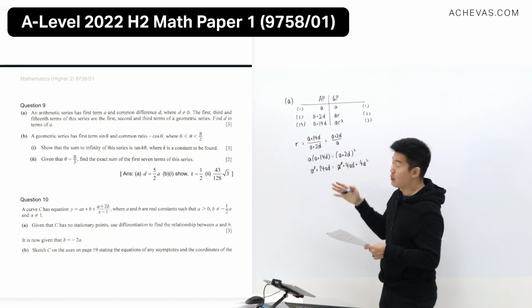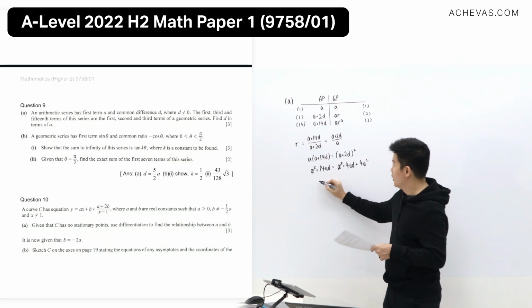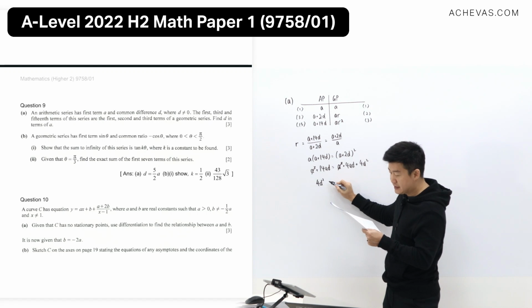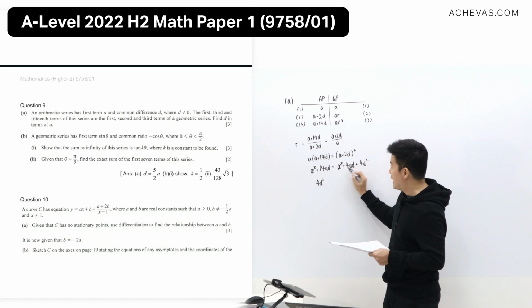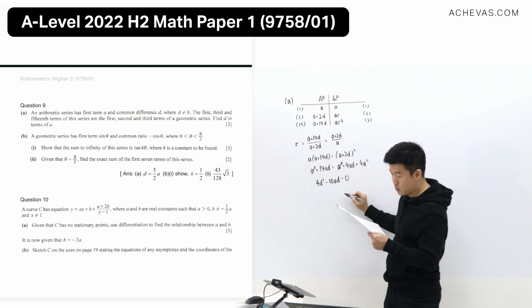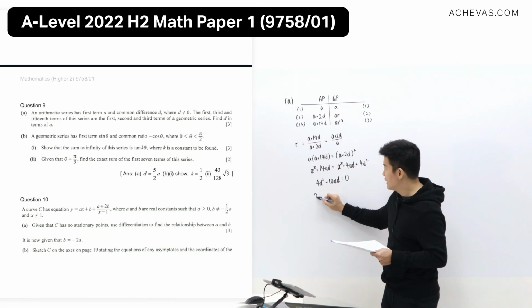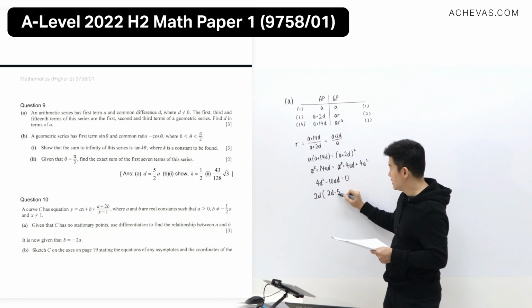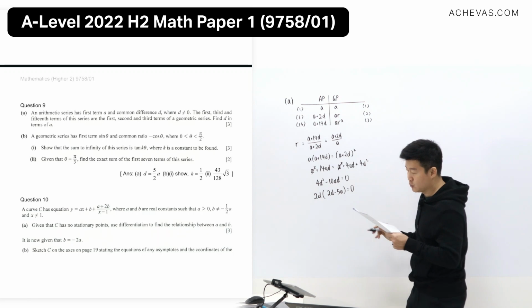I am going to bring everything over to the right-hand side. So we will have a 4D squared. Then this bring it over to the right-hand side. I'm going to have a 4AD minus 14AD, minus 10AD. This is equal to 0. If I were to factorize out 2D, then we will be getting a 2D minus 5A. This is equal to 0.